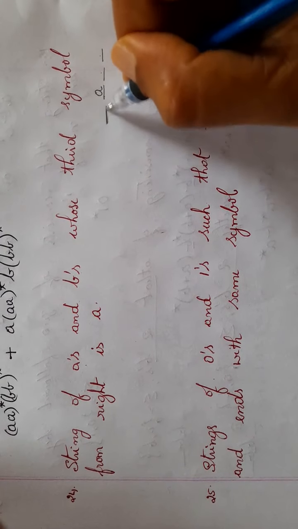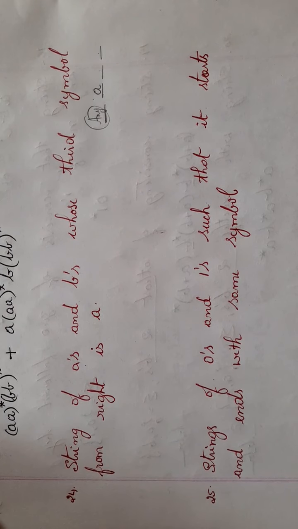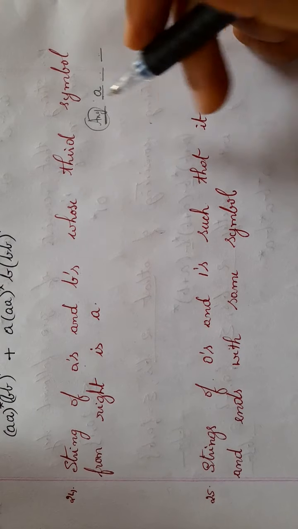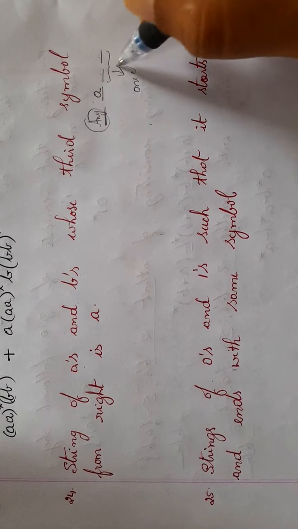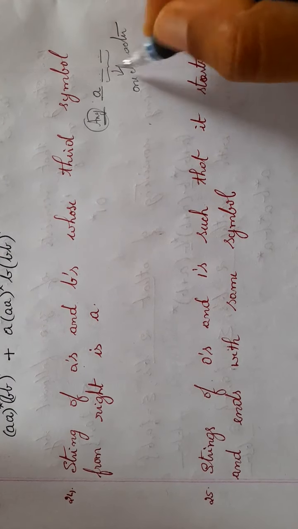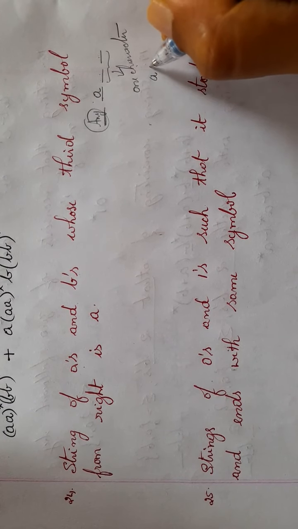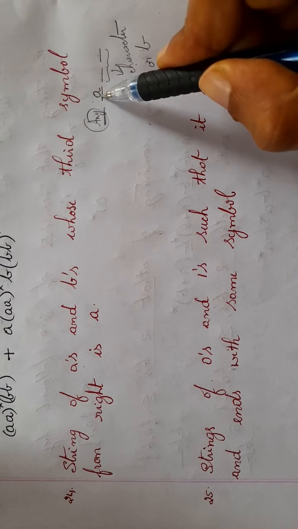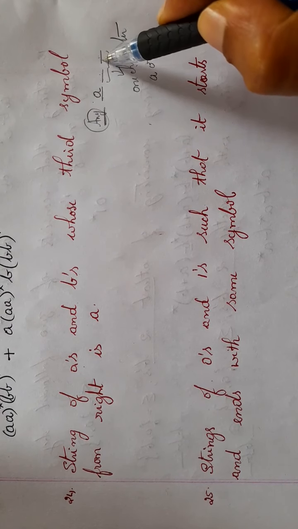So what does it mean? In the beginning I can have anything. And what about the last and last but one? I can have only one character here. And what is this character? Since my string consists of A's and B's, it can either be A or B. The third symbol from right is A. Here I can have anything, either A or B, and here also either A or B.